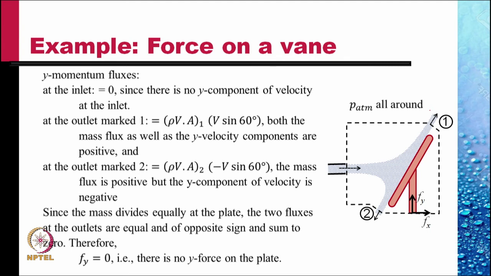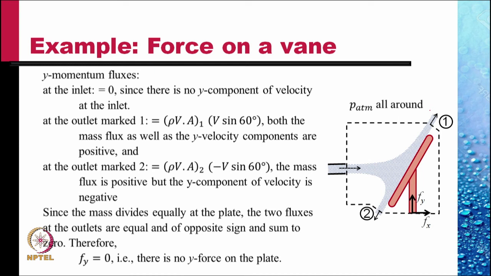At the inlet, the y momentum is 0 because there is no component of y velocity there. At the outlet marked 1, the mass flux is rho VA, positive, and the y component of velocity is V sine 60 degrees in the positive y direction. Both the mass flux as well as the y velocity component are positive, hence this efflux is positive.